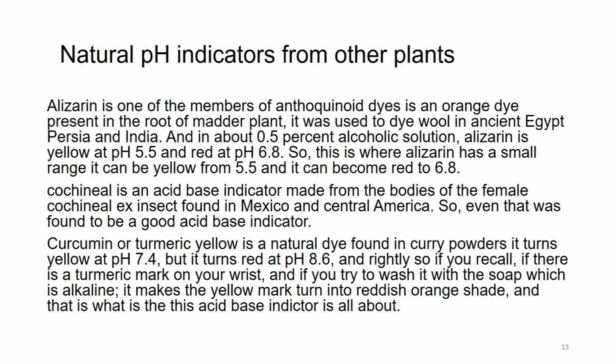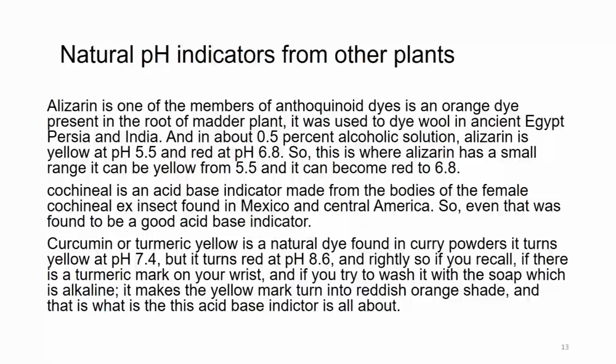Now you see that the range is very small, 5.5 and 6.8, for the color difference. So, this is where alizarin has a small range. It can be yellow from 5.5 and it can become red at 6.8, even below the neutral. It is all in the acidic region that these two colors appear.